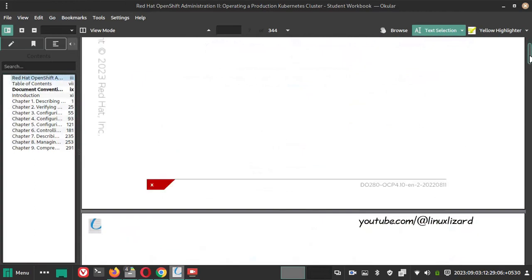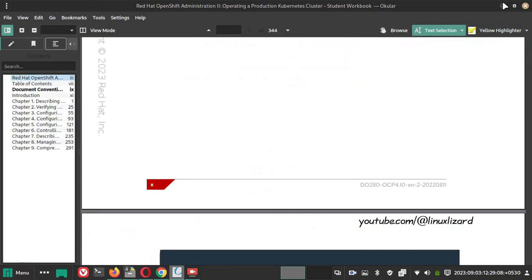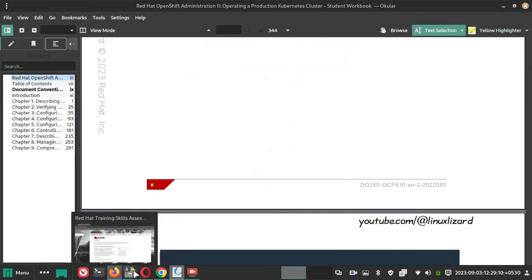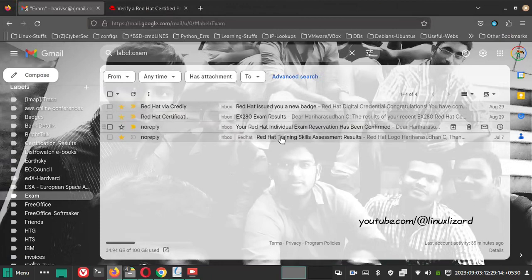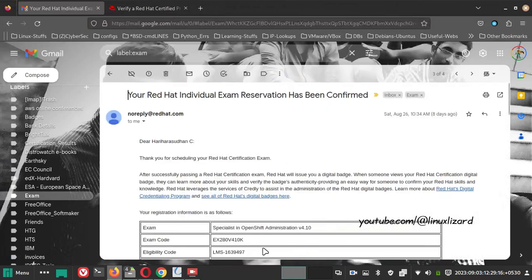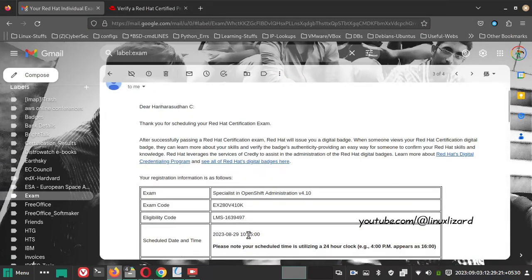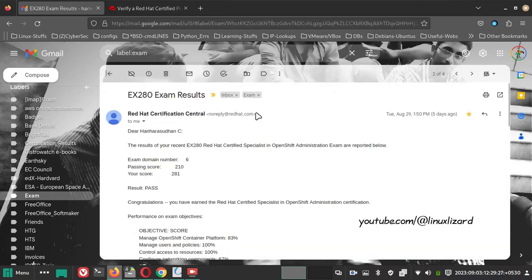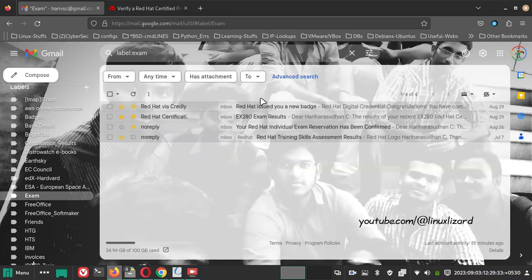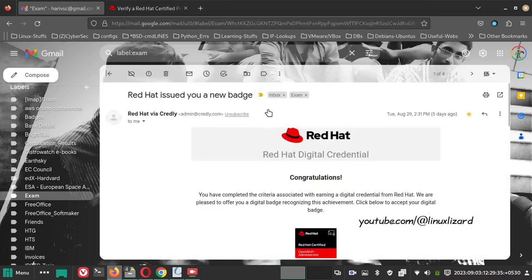After the completion of the training and lab setup, I scheduled the exam on August 29th, at 10:15 AM IST. On the same day, I got the result. I passed the exam with a score of 281, and I have earned the Red Hat badge as well.